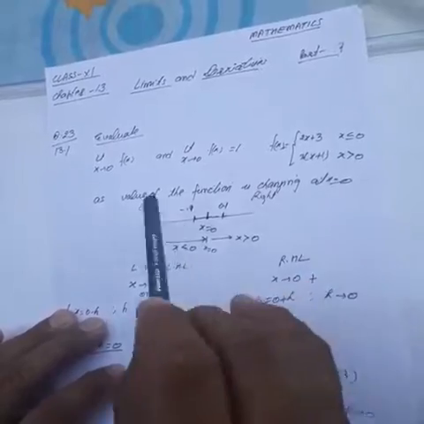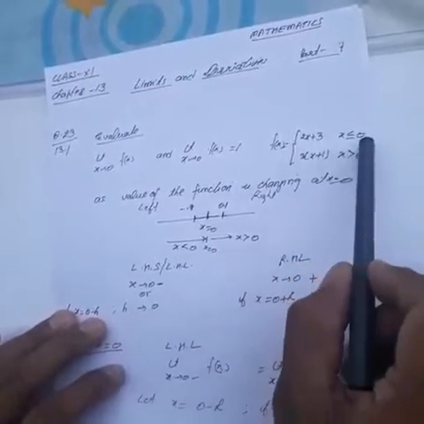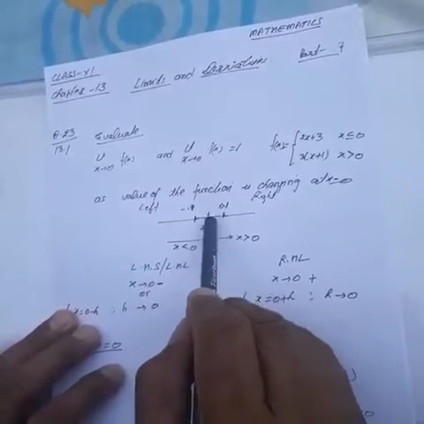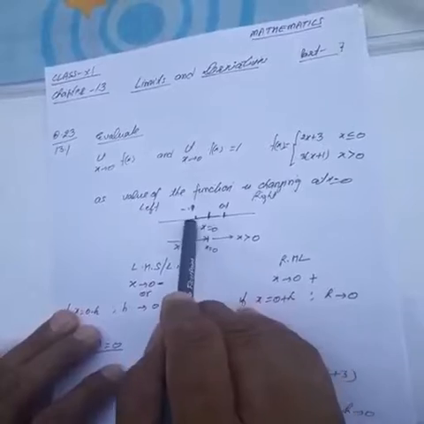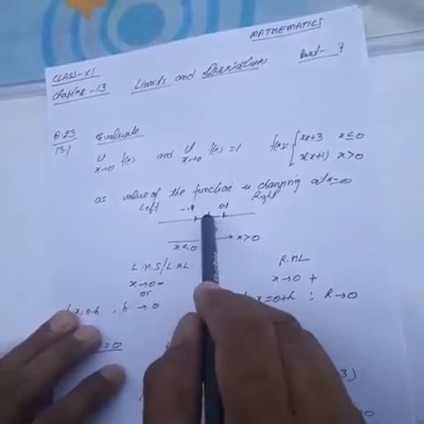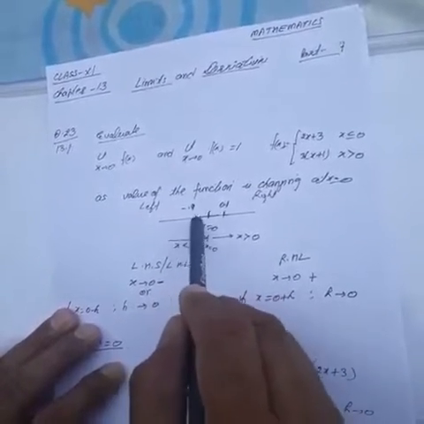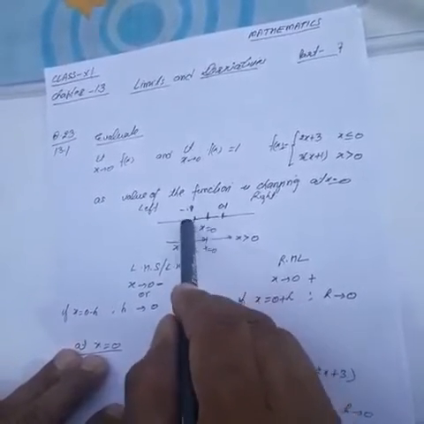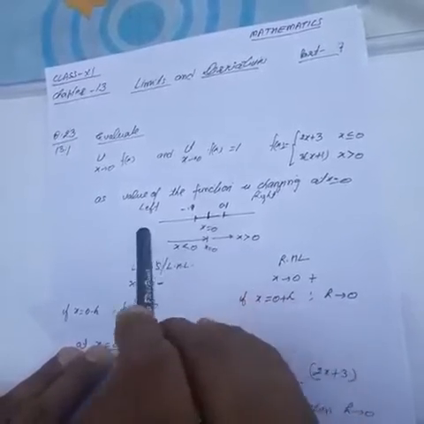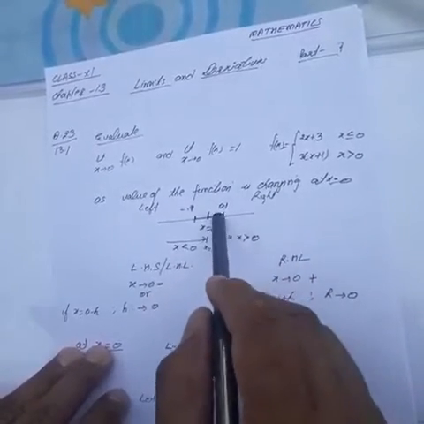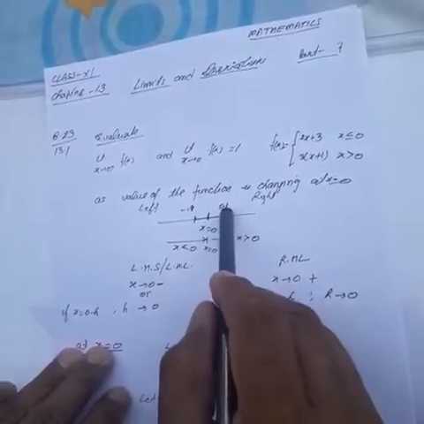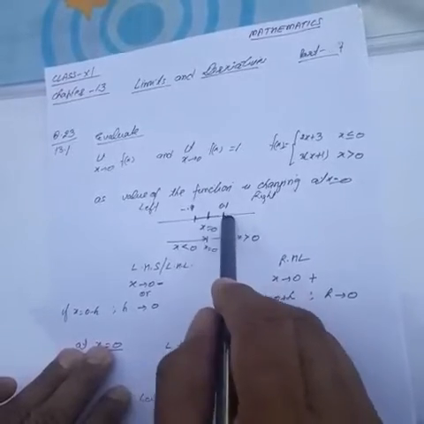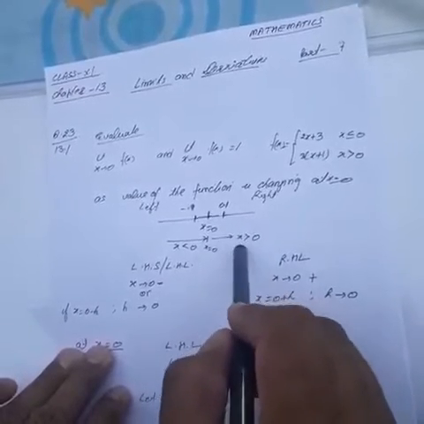To evaluate the limit of this function at 0, consider the number line with x equal to 0 at this point. On the left hand side, we will have values less than 0. If you consider the values minus 0.9, minus 0.99, all these values are less than 0. Similarly, on the right hand side, I have taken the value 0.1, which is greater than 0. All values on the right hand side of 0 will fall in this interval.